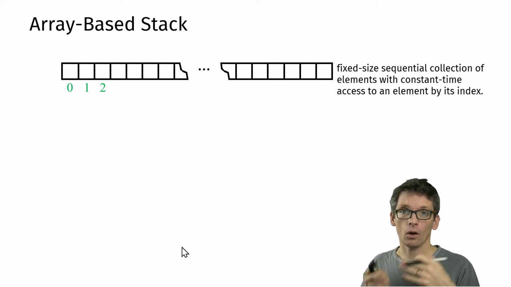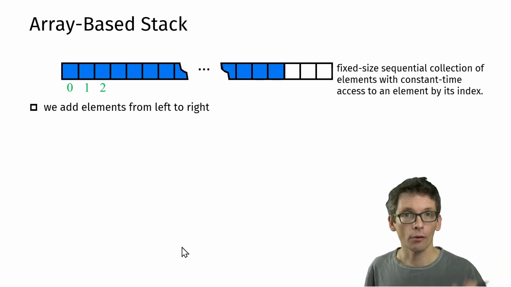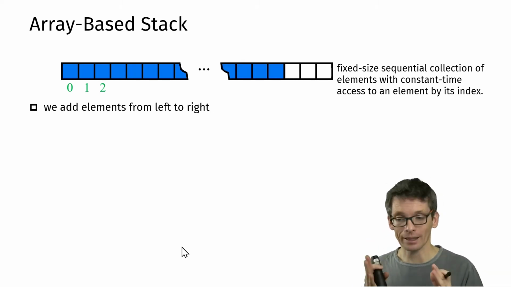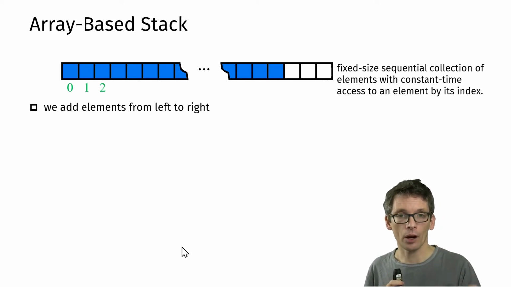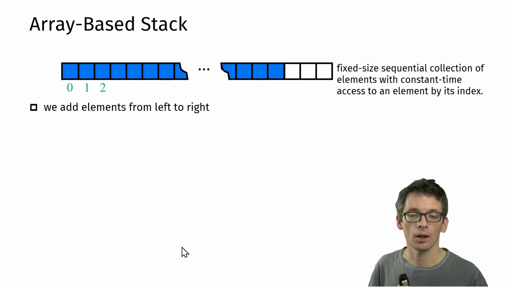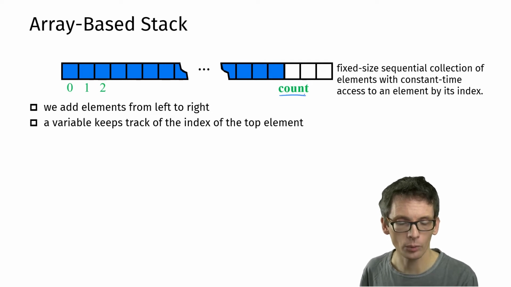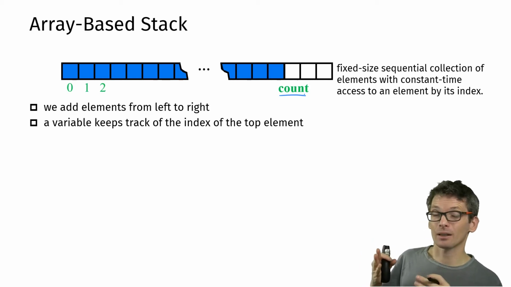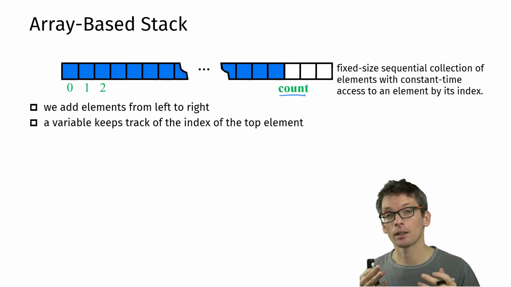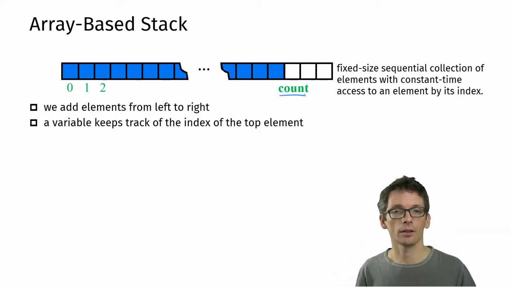The idea of storing a stack as an array is simply adding elements from left to right. Now, we also need a variable that keeps track of where the last inserted element was. So I will have a variable called count, which simply counts the number of elements. That means that the index of the last element is count minus 1, because if I have one element, it's at index 0.